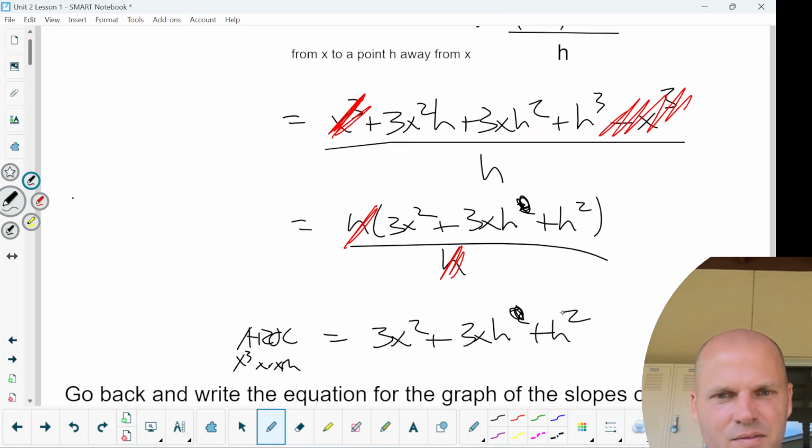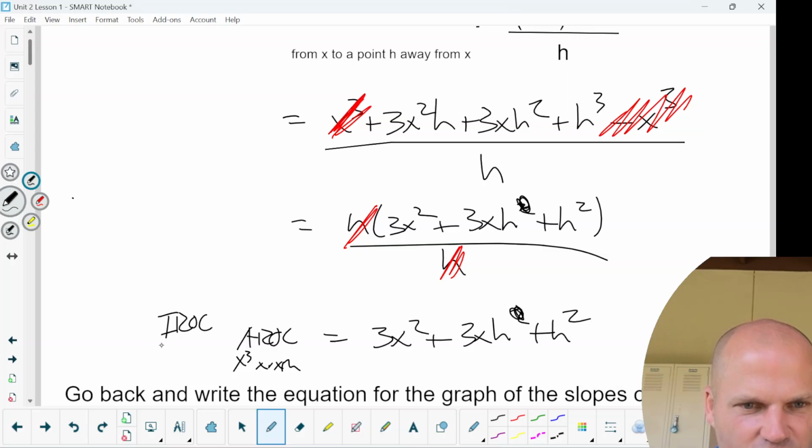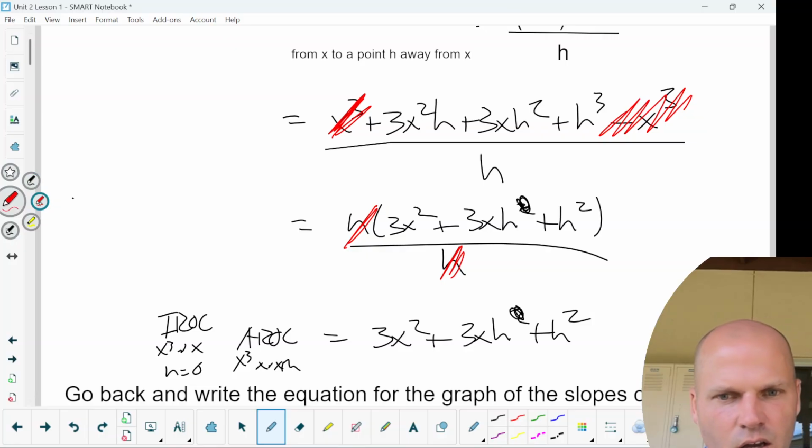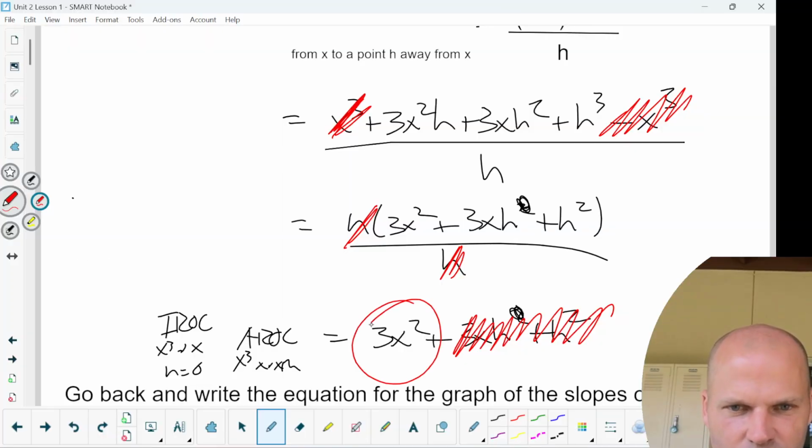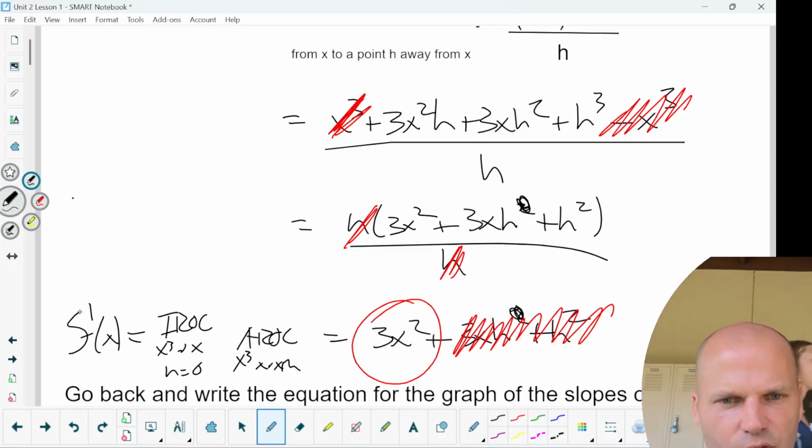But what if h was 0? What if we were just looking at an x value and we didn't have to worry about h? What if we said, what is the instantaneous rate of change of x cubed at just x, where h is 0? Oh, well, that's just going to be 0, and that's just going to be, oh my goodness.